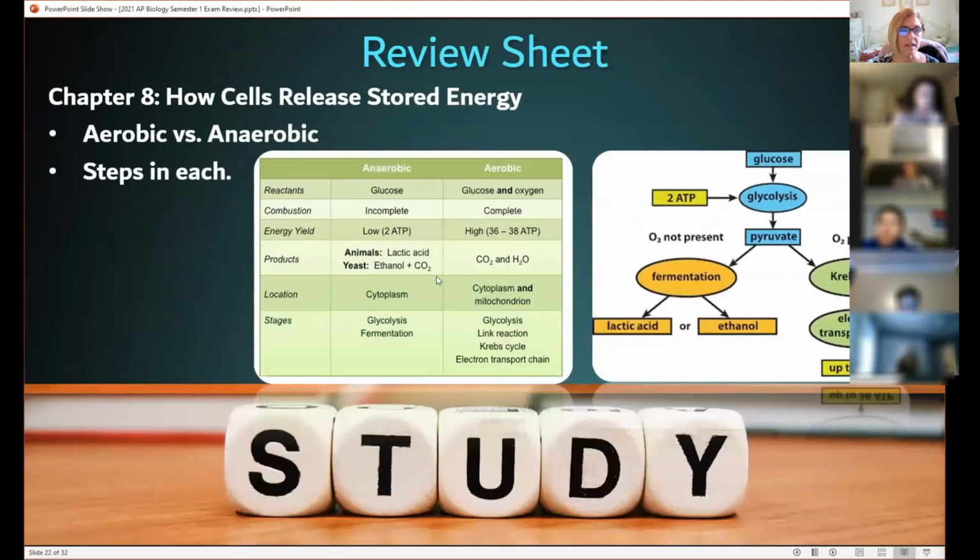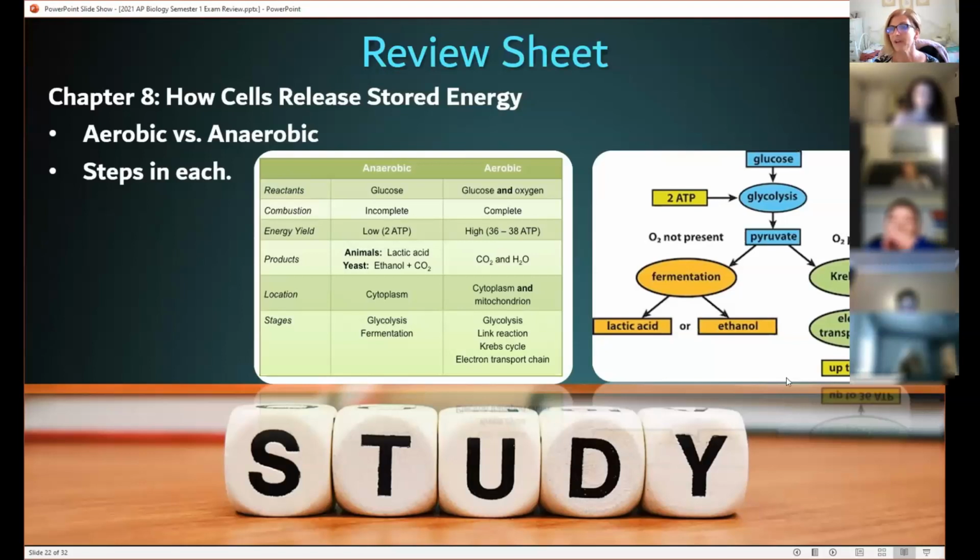Aerobic versus anaerobic. You want to know which reactions are aerobic and anaerobic and what causes it. So basically aerobic being with oxygen and anaerobic without, right? Fermentations are both anaerobic. So is glycolysis. Glycolysis happens in the cytoplasm, does not need oxygen. Fermentation happens in the cytoplasm, does not need oxygen.